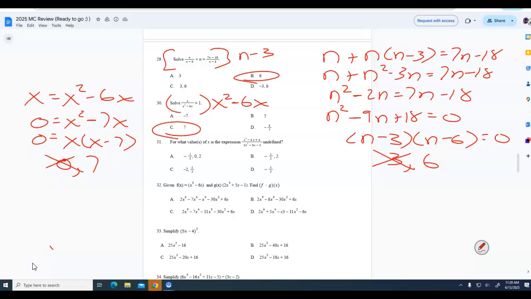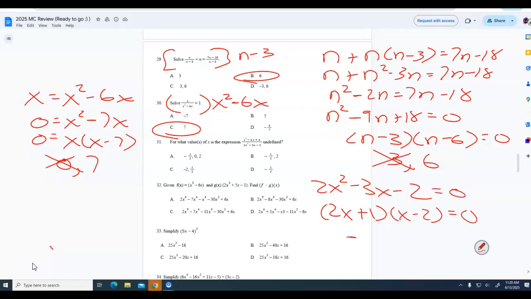And based on that, for number 31, same deal. They want to know where it's undefined. Whatever makes the denominator equal to 0. If a fraction is going to be undefined, it's because of the denominator. The numerator is irrelevant. It's just the denominator. 2x plus 1, x minus 2. And my answers are negative 1/2 and 2. Negative 1/2 and 2 make it equal to 0. So there's your answer.